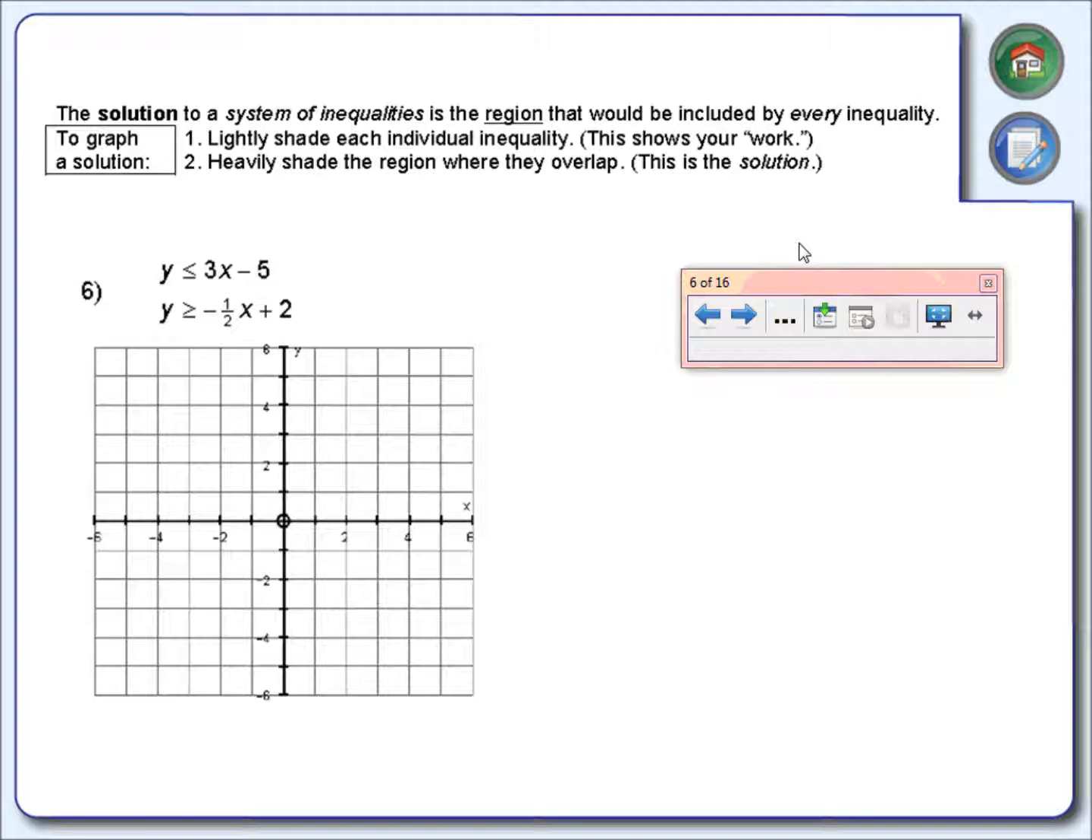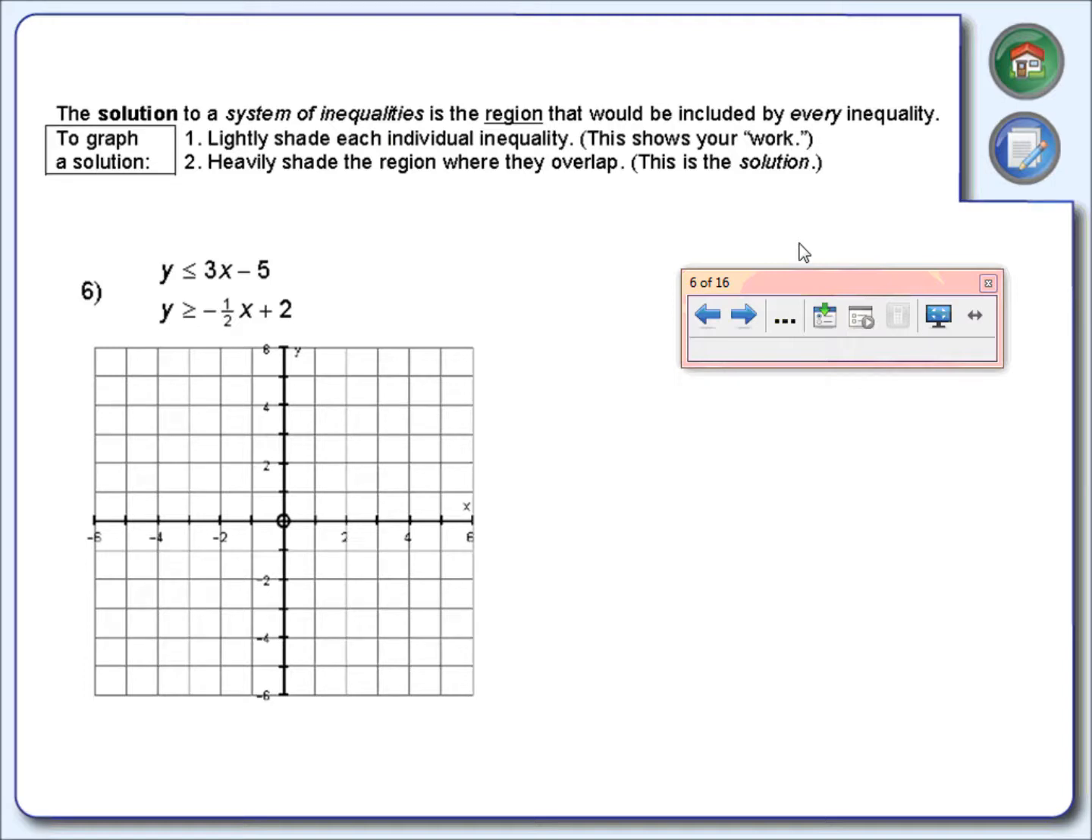Basically now we're going to do two inequalities on the same piece of graph paper. If you look right above number 6, notice it says, number 1, we're going to lightly shade each individual inequality. So very lightly we're going to shade. Once we do the lightly shaded part, number 2 says we're going to heavily shade the regions where they overlap.